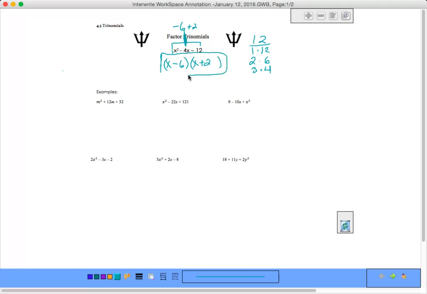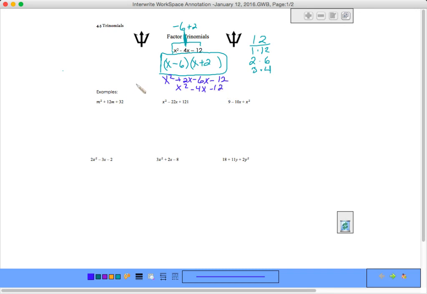If I were to multiply this back out, so I will on this first one just to show you, I should end up where I started. So this is the opposite of multiplying polynomials. This is the opposite of the FOILing that we did earlier. So we're going to say x times x, well that's x squared. x times 2 is 2x. Then negative 6 times x is negative 6x. Negative 6 times 2 is negative 12. Combining like terms in the middle, I would get x squared minus 4x minus 12.